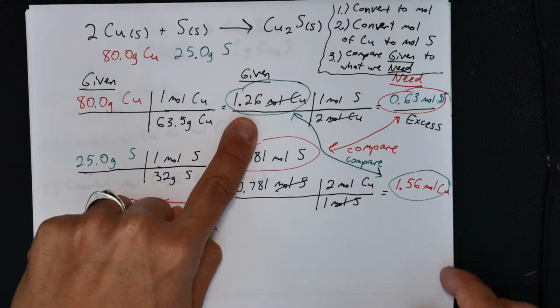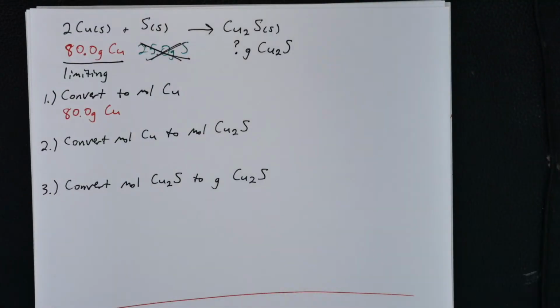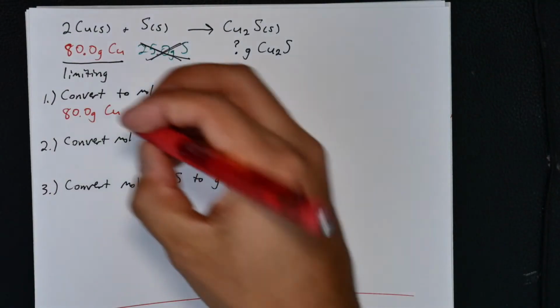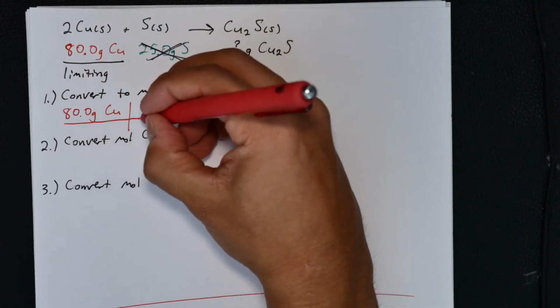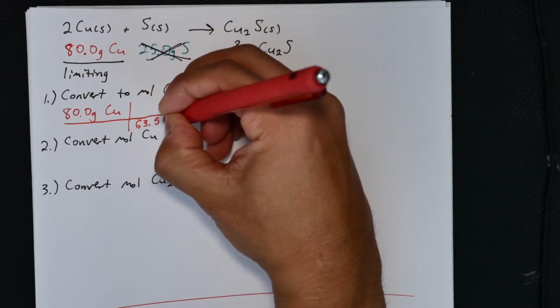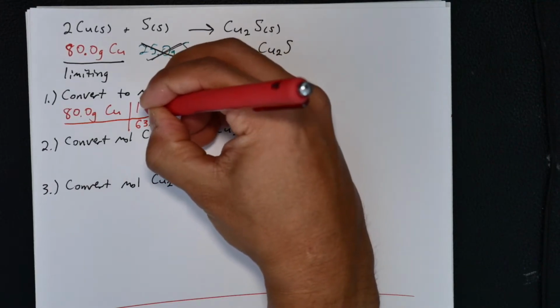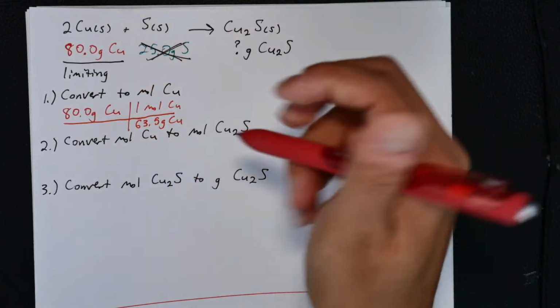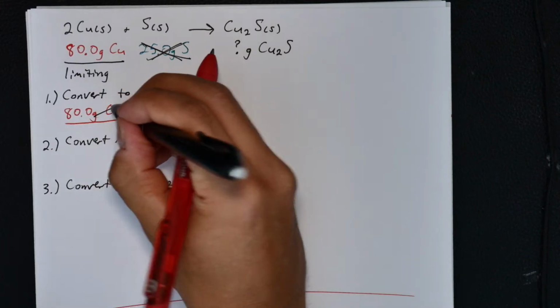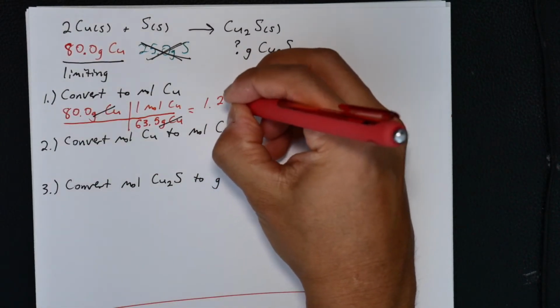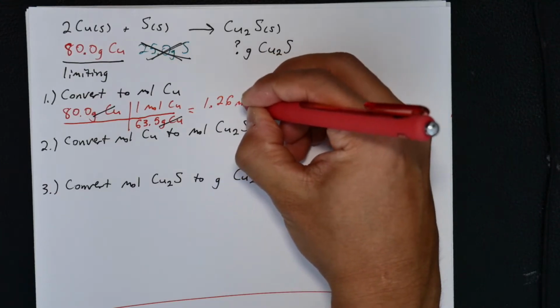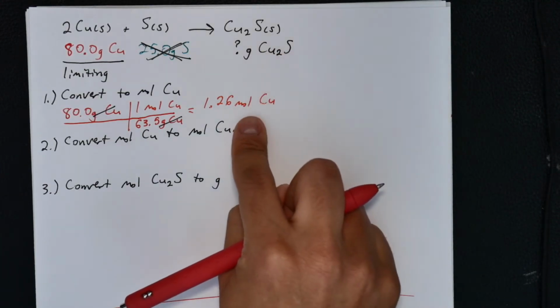We actually already have the answer, so I'm just going to basically rewrite this. There's no need to reinvent the wheel, right? So it was 80 grams of copper to begin with. Molar mass was 63.5 grams of copper to 1 mole. When my grams of copper cancel, we got 1.26 moles of copper as our number.